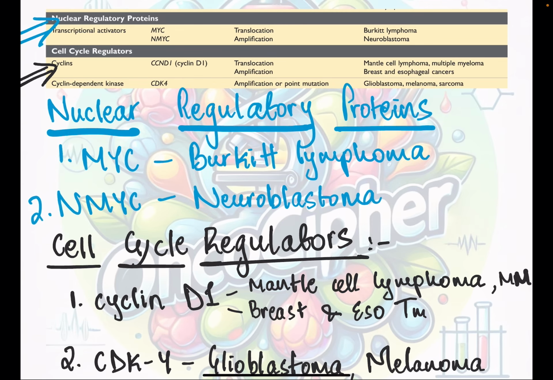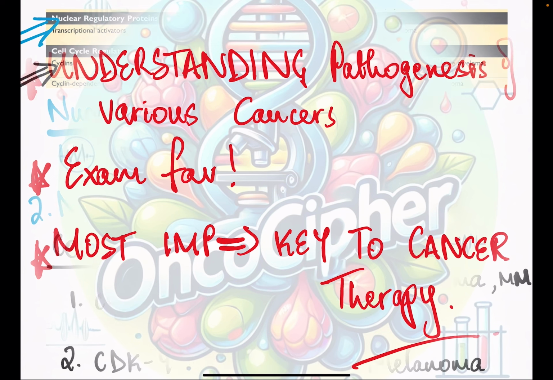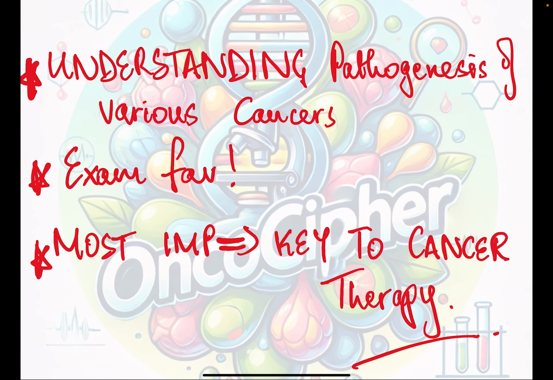So these were your final two of the most important tables in the book of Robbins when neoplasia is concerned. So this topic is not only very important for understanding the pathogenesis of various cancers, and an exam favorite, but most importantly, it is the key to cancer therapy. So the key for academic success is you must keep revising all the tables, all your topics time and again. So keep revising, keep studying.